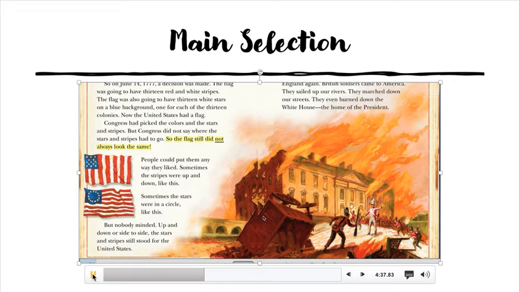Over the years, the flag became more and more important to people. In 1812, the United States was at war with England again. British soldiers came to America. They sailed up our rivers. They marched down our streets. They even burned down the White House, the home of the president.